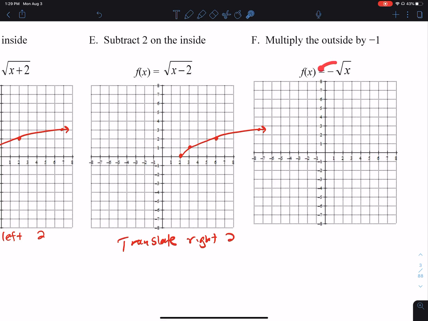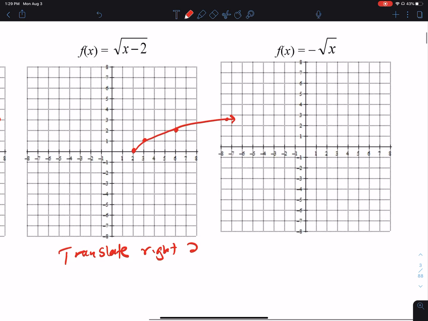What if we were to multiply the outside of the function by -1? That is going to cause a vertical reflection. So anything that's above the x-axis now is below the x-axis. Anything that's below the x-axis in the parent graph would now be above it. So the vertex, well, that's at 0, 0. If you reflect something over the line of reflection, it doesn't move.